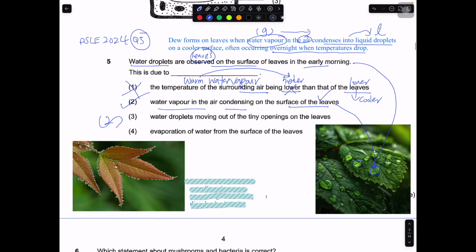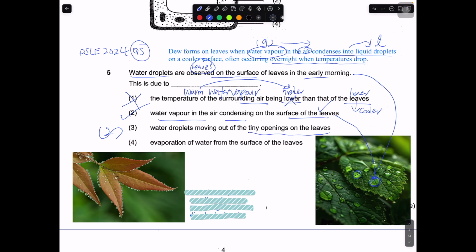Water droplets moving out of the tiny openings of the leaf. Most of the time, during the night, these tiny openings are closed to reduce water loss. At the same time, from what I found out, it is possible for tiny water droplets to move out, but they don't move out through the tiny openings. They move out through the edge of the leaf, just like what I've circled in this image. This process is called guttation.